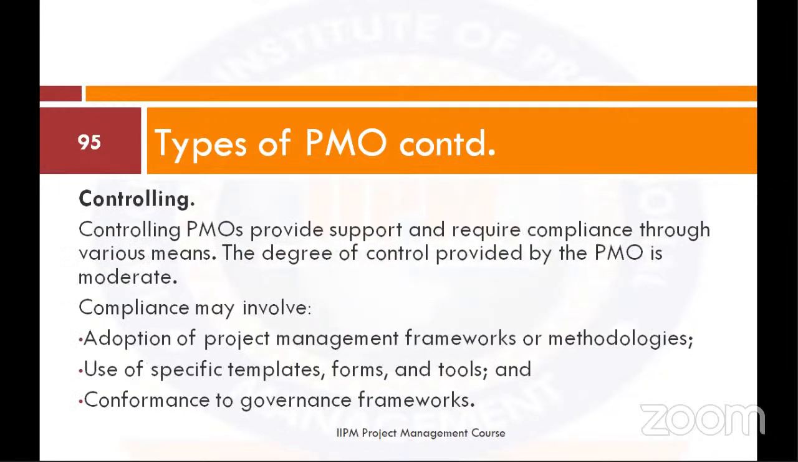Then you have the controlling PMO, which provides support and requires compliance through various means. The degree of control provided by the PMO is moderate. Compliance may involve adoption of a project management framework or methodologies, use of specific templates, forms, and tools, and then conformance to governance frameworks.